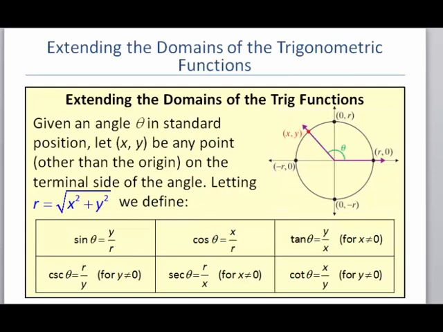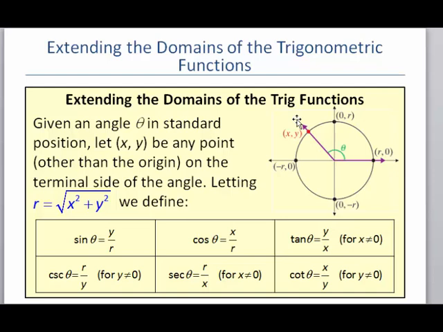Let's begin with our definition. Given an angle theta in standard position, now remember that means that the initial side of the angle lies on the positive x-axis and the vertex of the angle is at the origin. So we have an angle theta in standard position. We want (x, y) to be a point on the terminal side of the angle. You can choose any point that you want on the terminal side, although it does suggest that you choose something other than (0, 0). And so you can see on our purple angle, they have selected a point (x, y) on the terminal side of the angle.